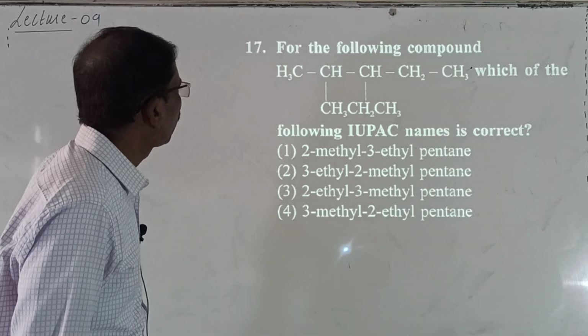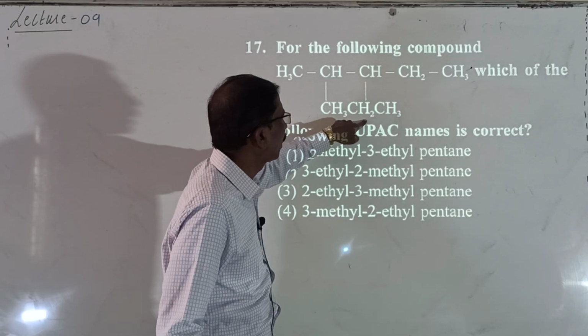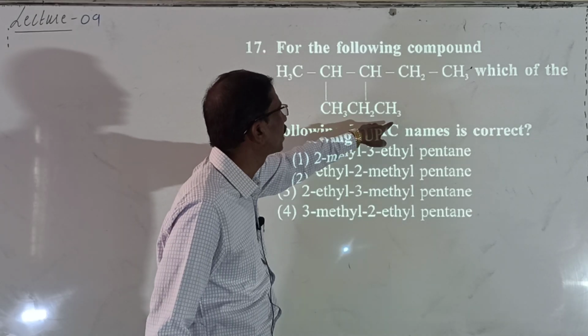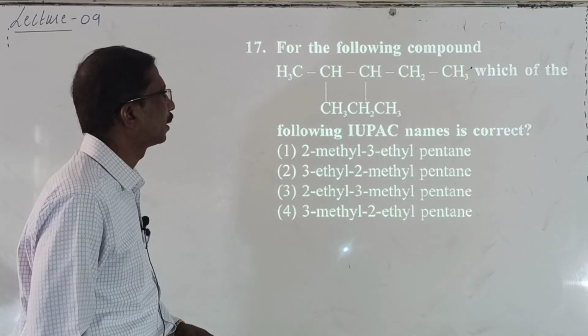Look here, for the following compound CH3, this is an ethyl group, CH2 CH3 CH2 CH3, which of the following IUPAC names is correct, he asks.